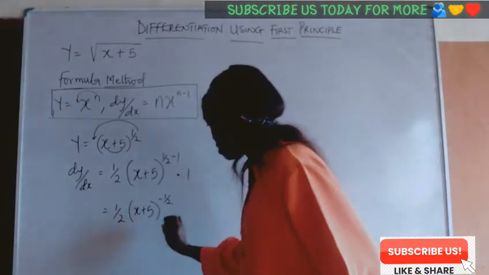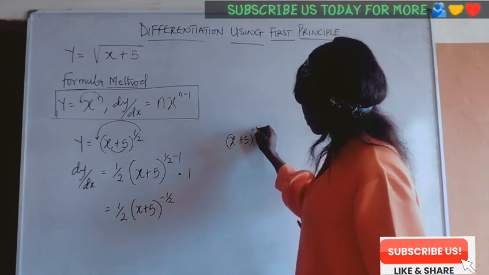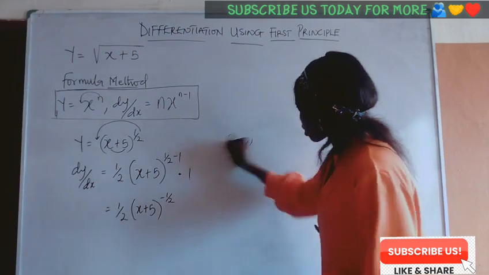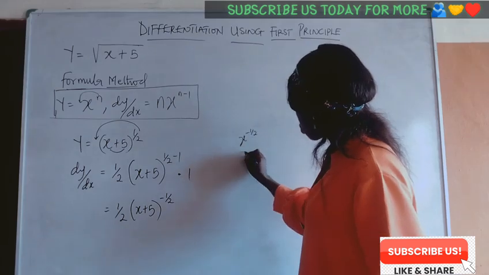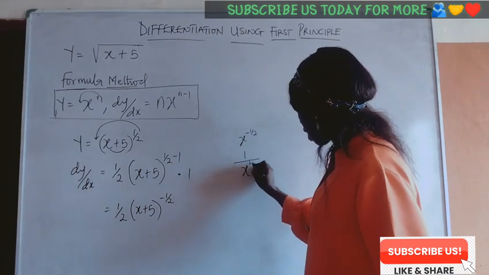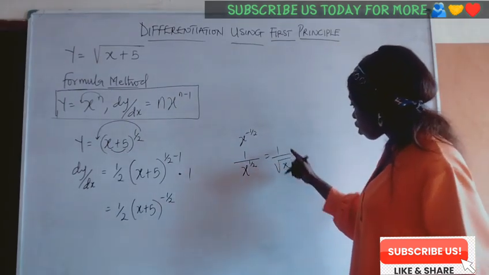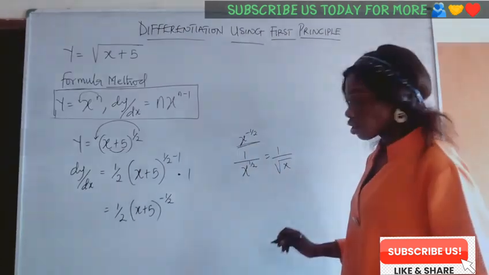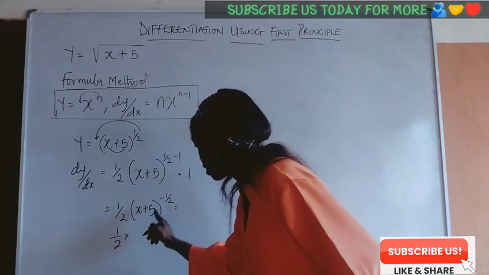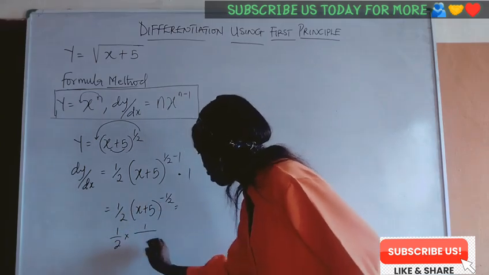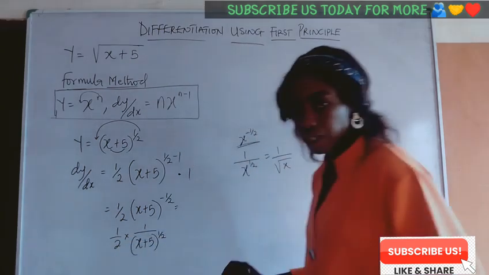Remember, this means x plus 5 to the power of negative half. This negative simply means that if I have x to the power of negative half, it will turn to 1 over x to the power of half, which is the same as 1 over the root of x. So for this, what do you have? It will be 1 over 2 multiplied by 1 over x plus 5 to the power of half. I hope it's clear.